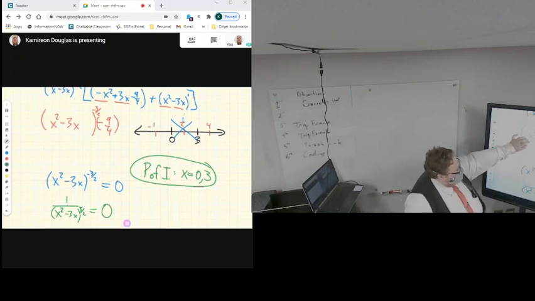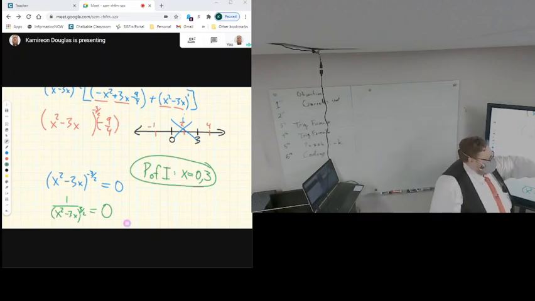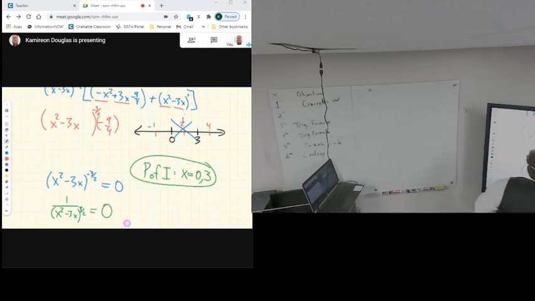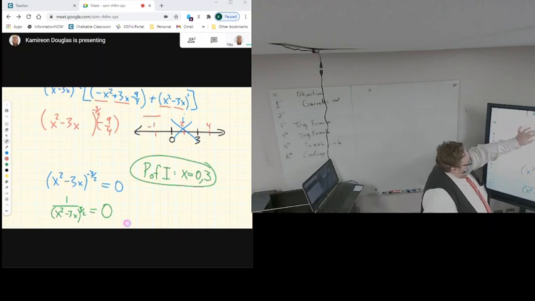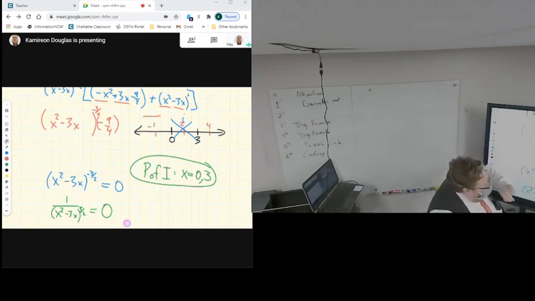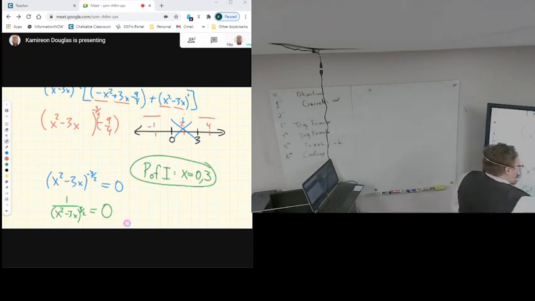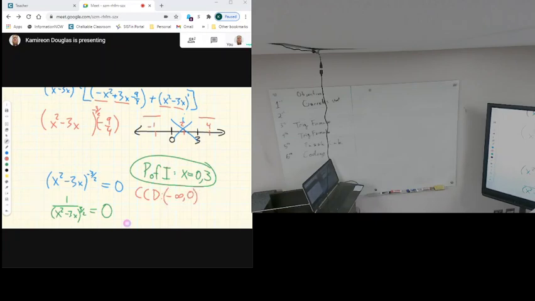I plug in negative 1. The left-hand side ends up being positive. The right-hand side ends up being negative. So left-hand side is negative. I plug in 4. It ends up being positive. The right-hand side is negative because it will always be negative. Positive times negative makes this negative. So it is concave down. Concave down from negative infinity to 0, union 3 to infinity. Well, that's a tough problem.